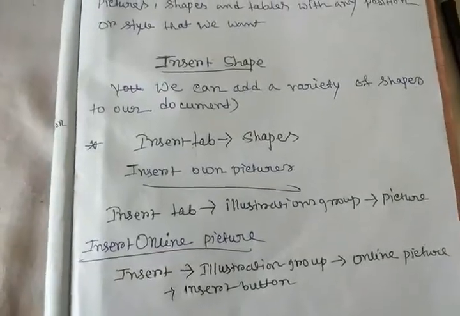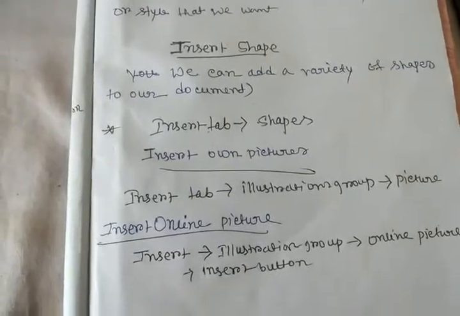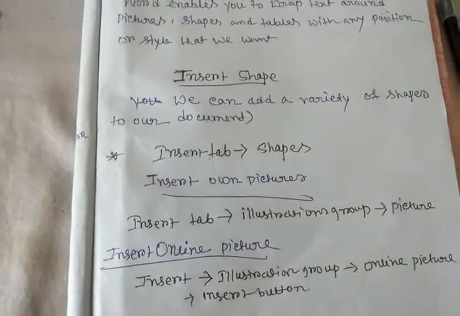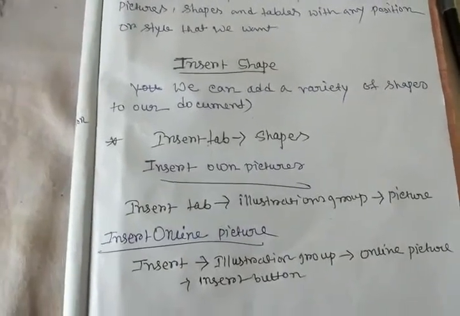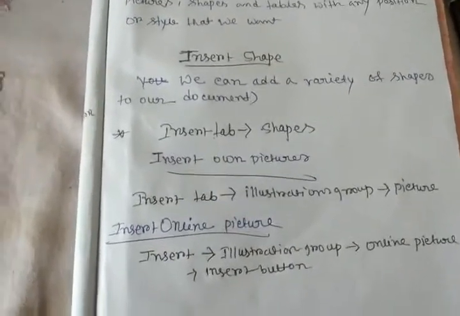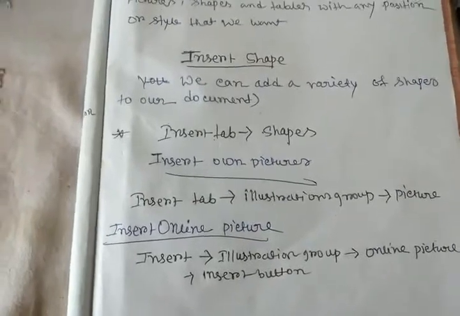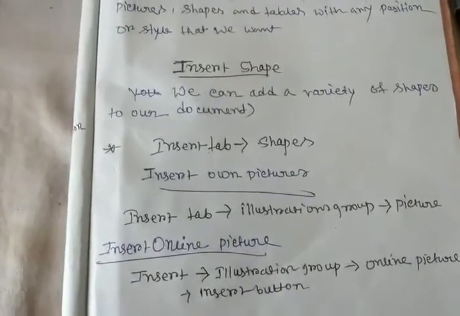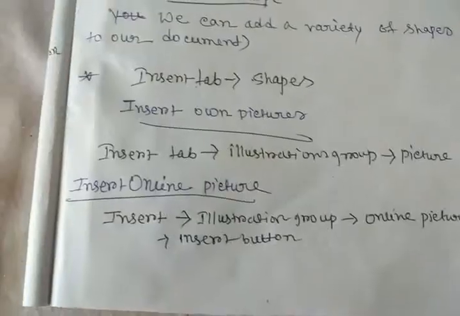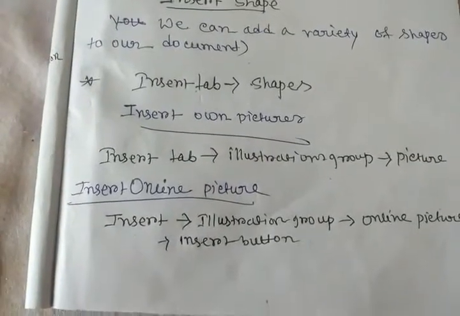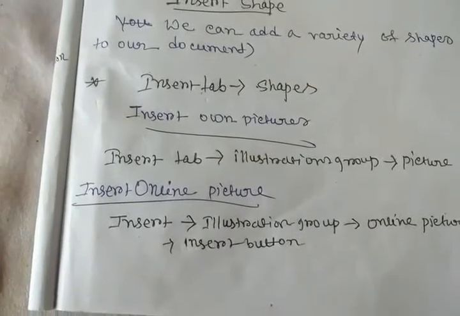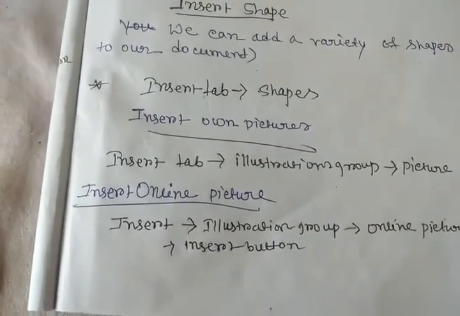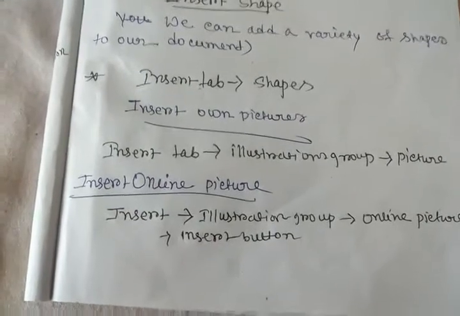If you want to insert any picture of your own, that means from your gallery, then at first you have to go to the insert tab, then from there the illustrations group, and select pictures and insert it in your document or table. Same as if you want to insert online pictures, then also there are some steps. First click into the document where you want to insert the picture, then click on the insert tab of the ribbon, navigate to the illustrations group and select the online pictures icon.